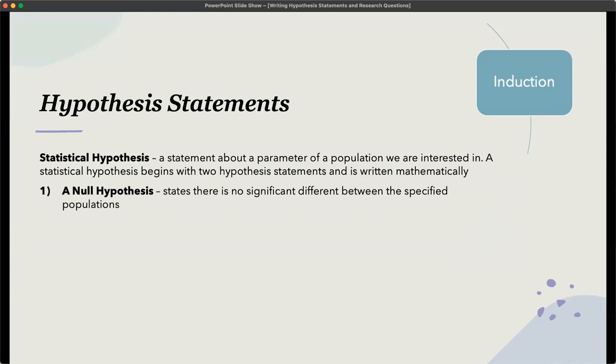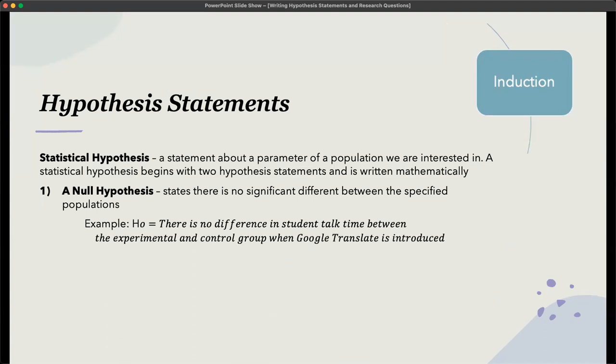The null hypothesis states there's no significant difference between the specified populations. So if I'm comparing a control group to an experimental group in a series of testing, I'm going to say that after the procedure, there's no difference between these two groups in my null hypothesis statement. So here's an example. There's no difference in student talk time between the experimental and the control group when Google Translate is introduced.